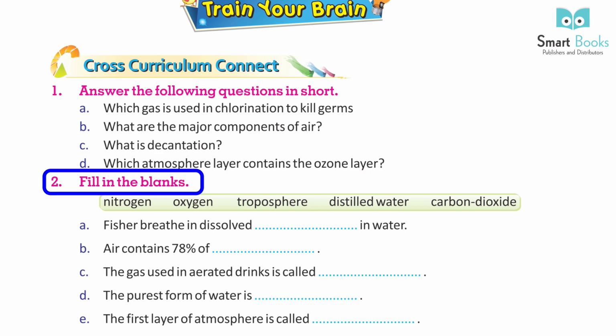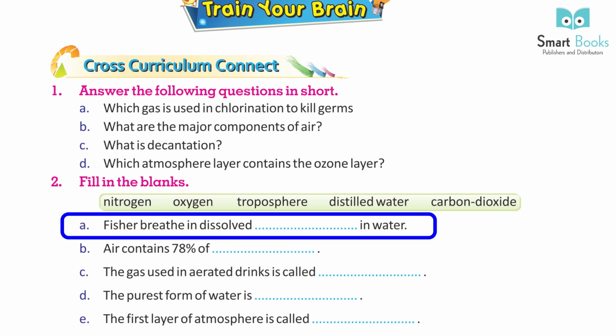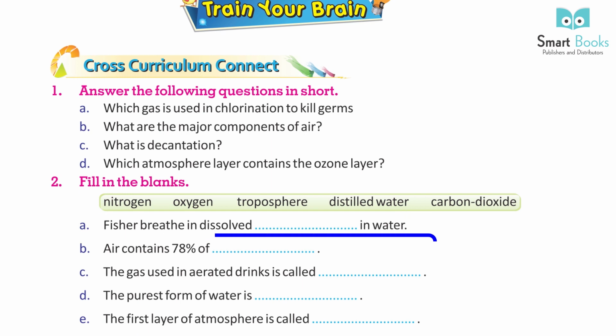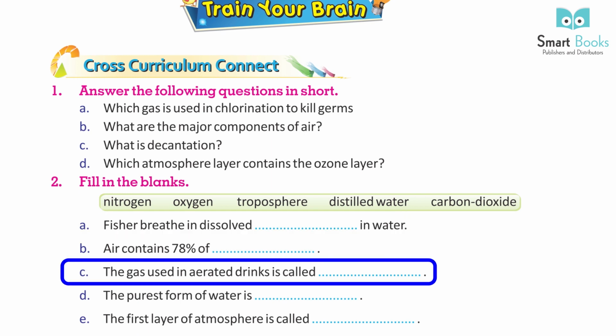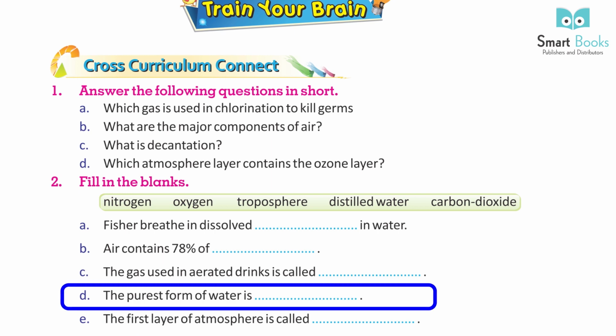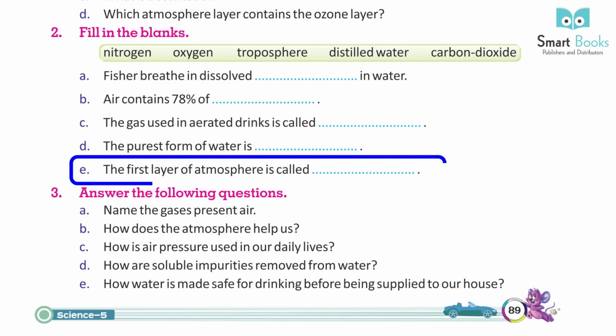2. Fill in the blanks. A. Fishes breathe in dissolved dash in water. B. Air contains 78% of dash. C. The gas used in aerated drinks is called dash. D. The purest form of water is dash. E. The first layer of atmosphere is called dash.